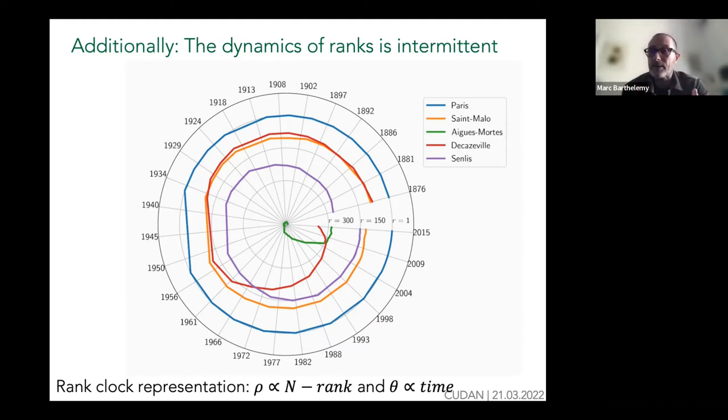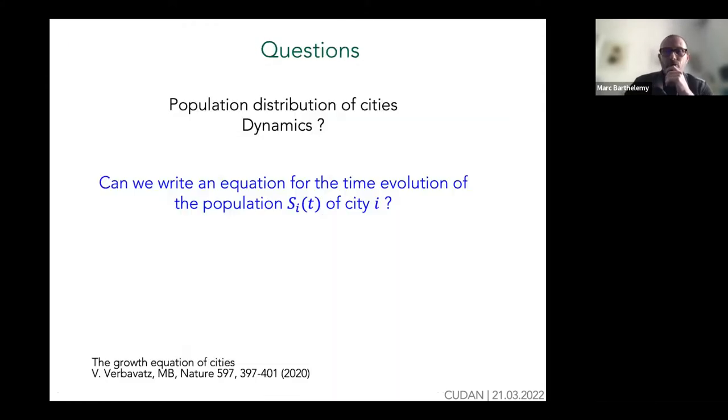And the question is then, why is that? So although you have some statistical regularity with the Zipf law, you have some dynamics. Cities are changing in terms of their importance. Can we explain all this? And this is what I'm going to show you.